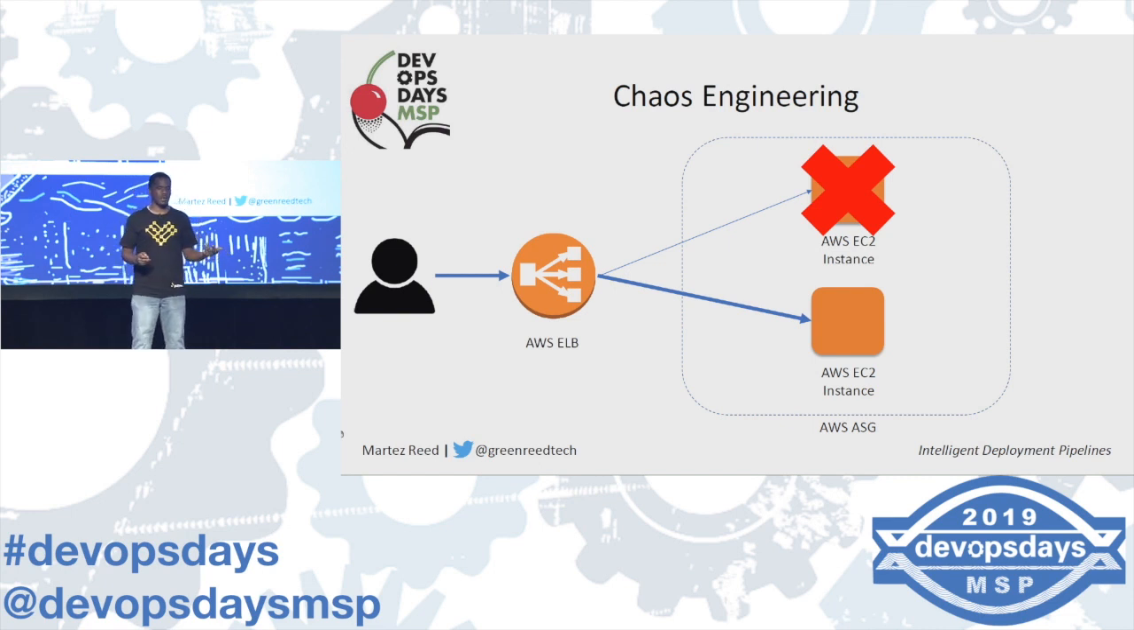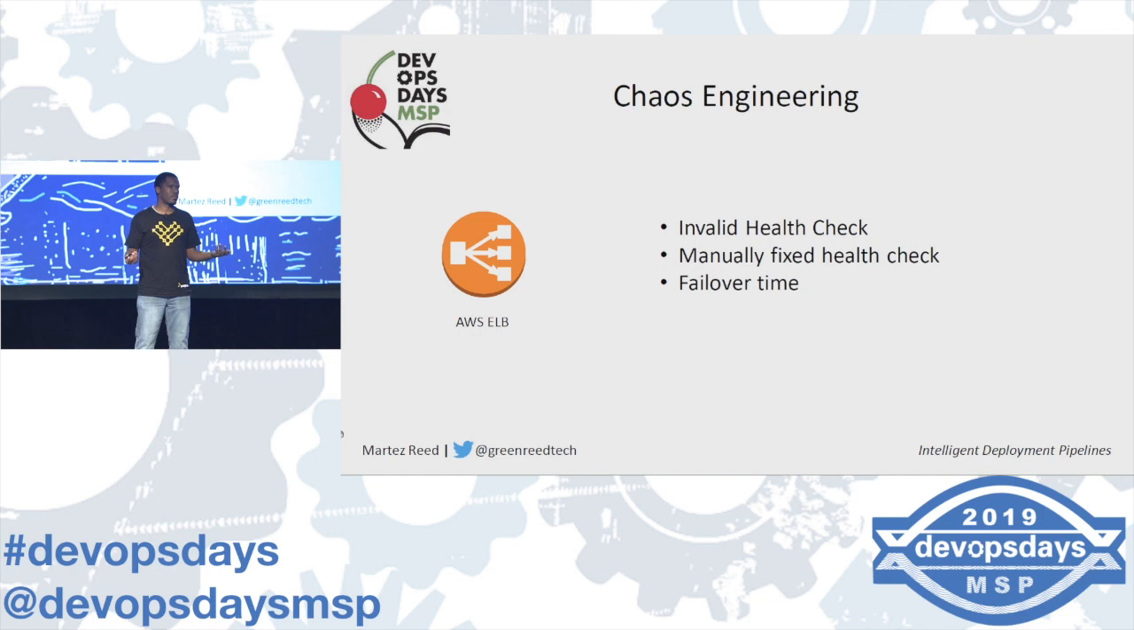But what happens in a scenario where it doesn't actually fail over for various reasons? Whether it's an invalid health check, a manually fixed health check, somebody actually did something maybe they shouldn't have done and went into production and made a change manually on the console, and now you push some new Terraform and it breaks that health check, so now you've got bad health checks. But when you pushed the code, you didn't realize that there was a bad health check because everything was going to the healthy EC2 instance, or even just the failover time.